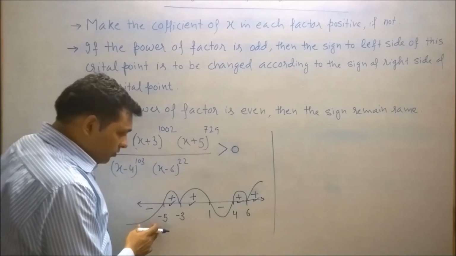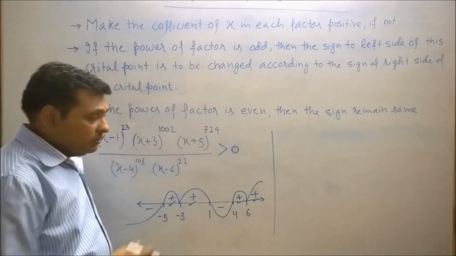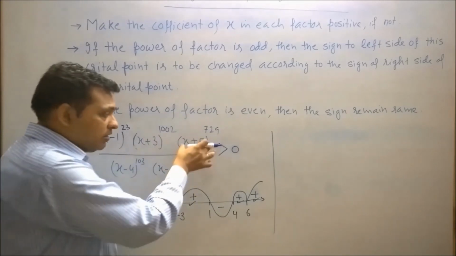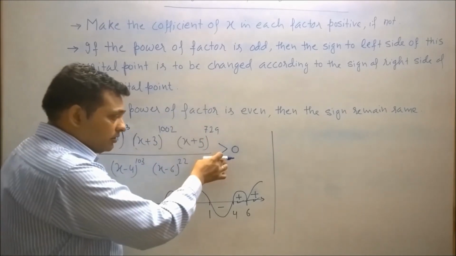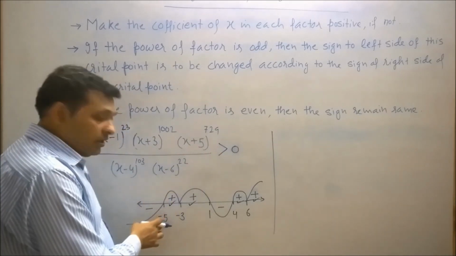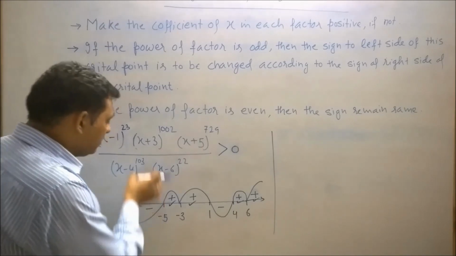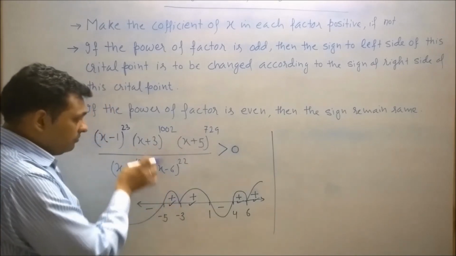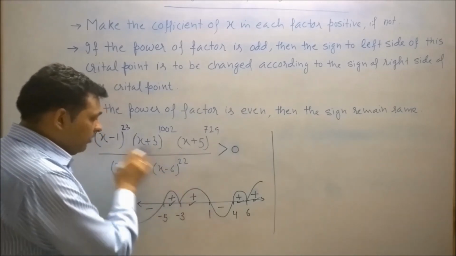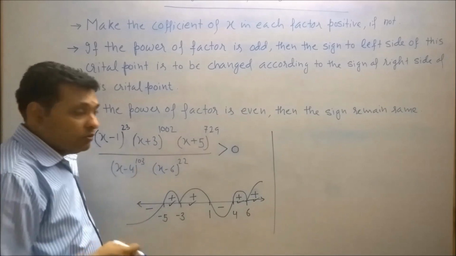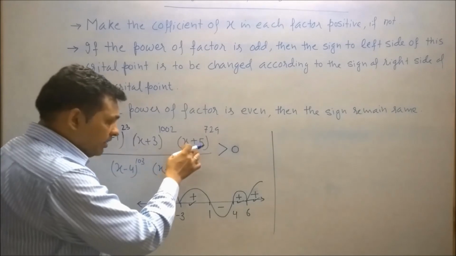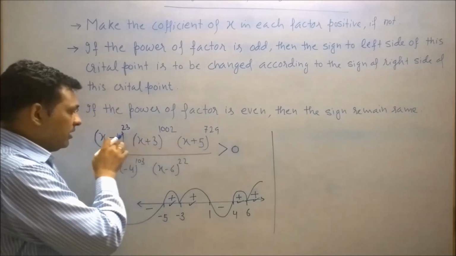Now we have to check all these critical points. If x equals minus 5, minus 5 plus 5 makes the numerator 0. But here the sign of equality has not been given to us. It means x cannot be minus 5. Similarly, x cannot be minus 3 and 1, since minus 3 and 1 also make the numerator 0, but the sign of equality has not been given to us. So we can say x cannot be minus 5, minus 3 and 1.